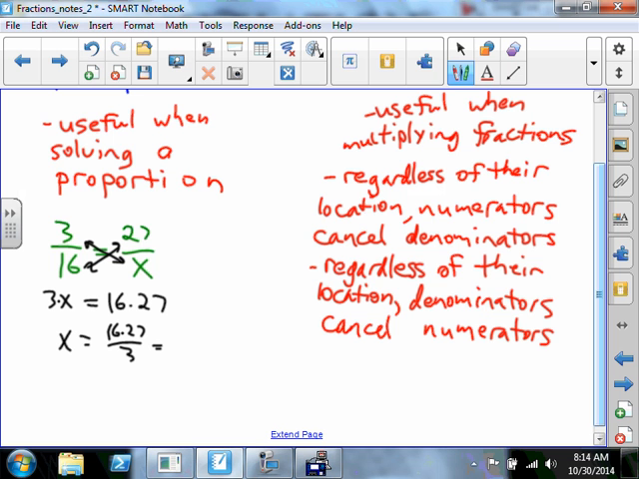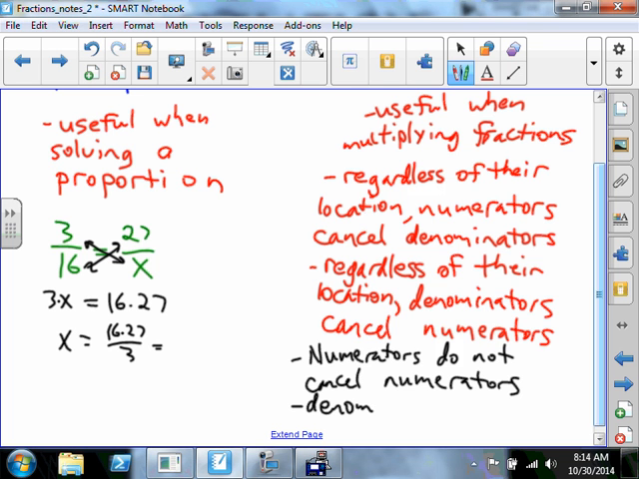And I want to be as clear as mud on this. Numerators do not cancel numerators. Similarly, denominators do not cancel denominators, and this is why it's called cross-canceling. And some people get this idea really, really messed up. So denominators do not cancel denominators.